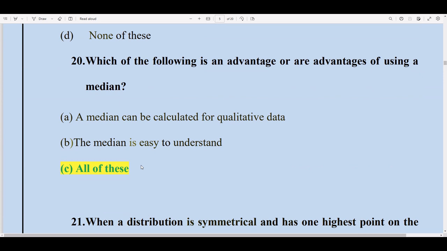Which of the following is an advantage or disadvantage of using the median? These are the advantages. A median can be calculated for qualitative data, and the median is easy to understand.